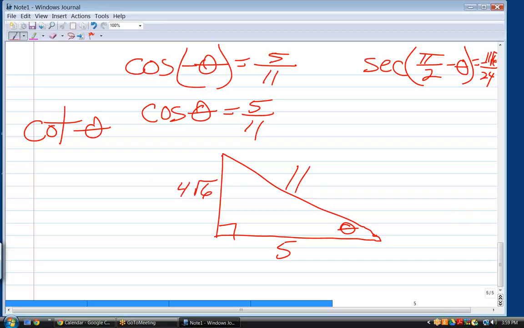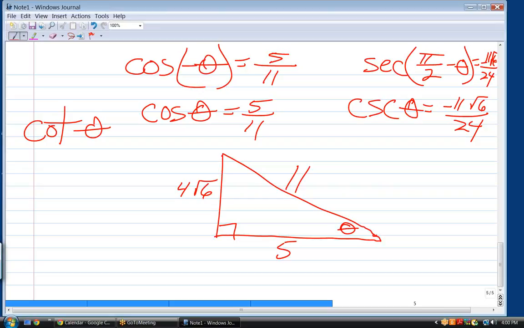Okay. All right. Now let's go up to this information there. What can I substitute for secant of pi over 2 minus theta? Cosecant equals negative 11 root 6 over 24. Cosecant of theta equals negative 11 root 6 over 24. Now let's figure out the quadrant we're in. All right. So cosine is positive in the first and the fourth, and then sine. So the first one. All trig functions are positive in the first quadrant.